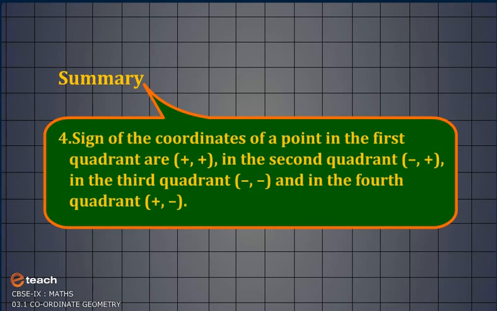4. Signs of the coordinates of a point in the first quadrant are plus, plus. In the second quadrant, minus, plus. In the third quadrant, minus, minus. And in the fourth quadrant, plus, minus.